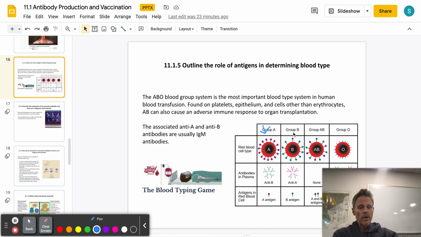But just for review, blood group B has B antigens on them. Blood group AB has both, right? It has both of them on there. And then if you have blood type O, you don't have any antigens on. So let's talk about why we use this term antigen for a protein that's on our red blood cells in this process of making monoclonal antibodies.